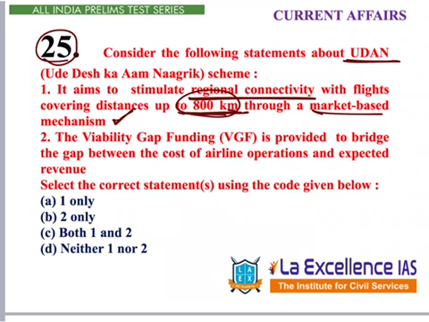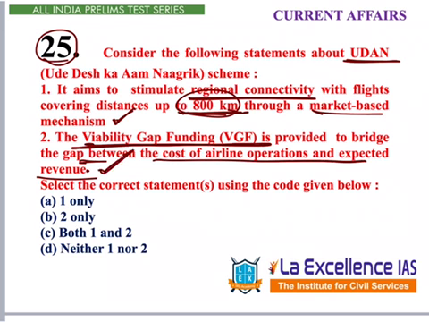Second option is regarding viability gap funding. Viability means the complete operations and they becoming viable for the operators. Viability gap. If there is any gap here, that is bridged between the cost of operations and the expected revenue by different schemes. So this is also correct. Viability gap funding is there. So answer is C, both 1 and 2. Here this is correct only.